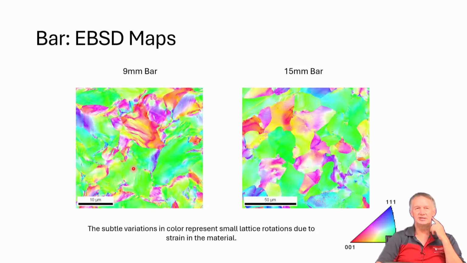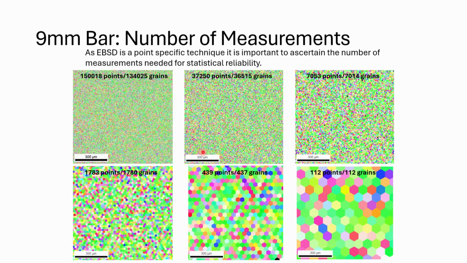All right, so here's an example of a couple of different specimens. This is just material that was deformed to different positions. And you can look at orientation maps in these. This is a smaller length scale than this one, so a coarser structure in the 15 millimeter bar. So let's look at the 9 millimeter bar and let's look at what kind of data we get.